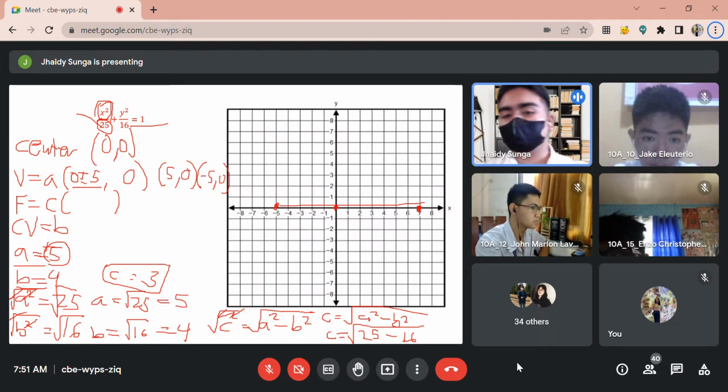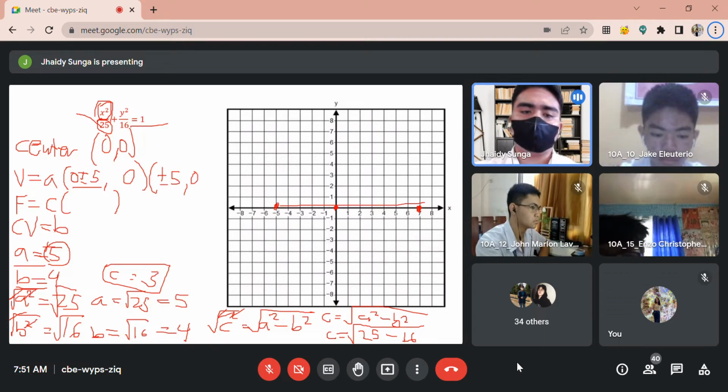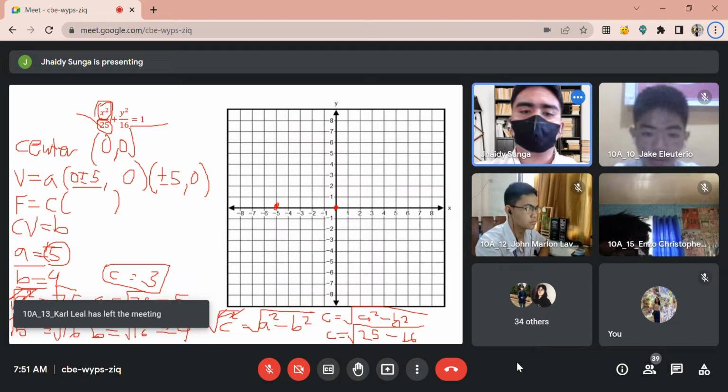So these are the two coordinates of the two vertices. But we could simply write positive or negative 5, so that it will not consume space in your paper. That is the two coordinates already. If you see positive and negative 5, that only indicates that you have two coordinates. Let's put it in here first. Later we are going to plot once we have the other given already.